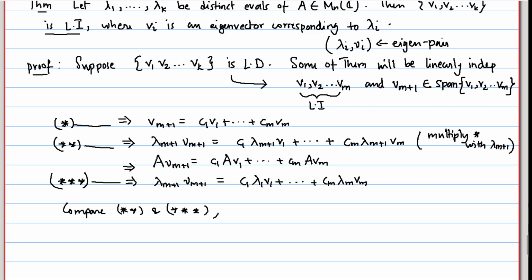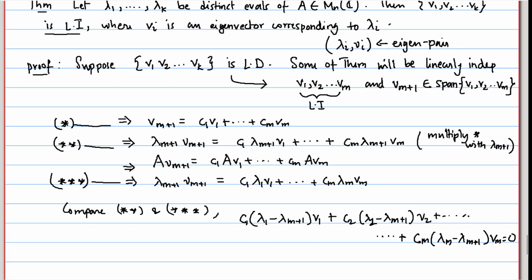What do you get? Observe carefully. We obtain C1 times lambda 1 minus lambda m plus 1 into V1 plus C2 times lambda 2 minus lambda m plus 1 into V2, and so on up to Cm times lambda m minus lambda m plus 1 times Vm equals 0. What does that mean?